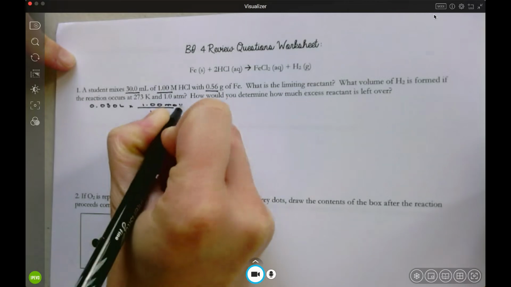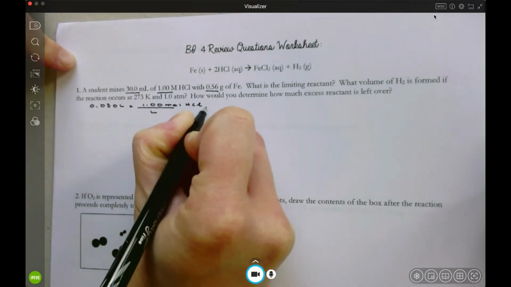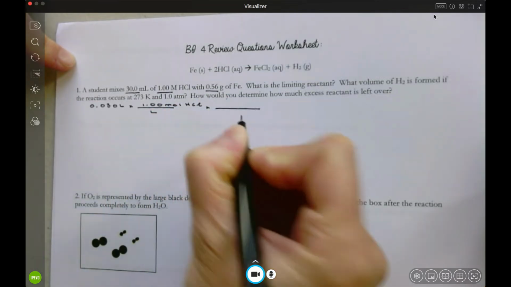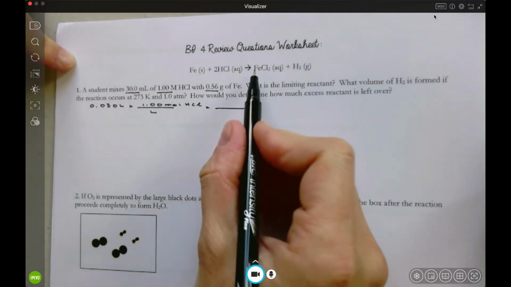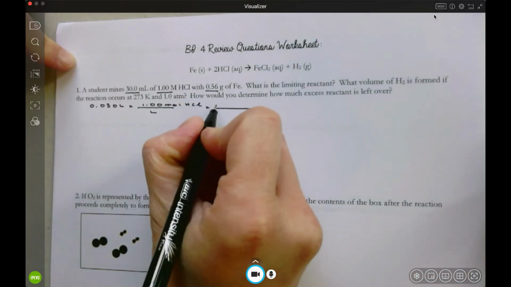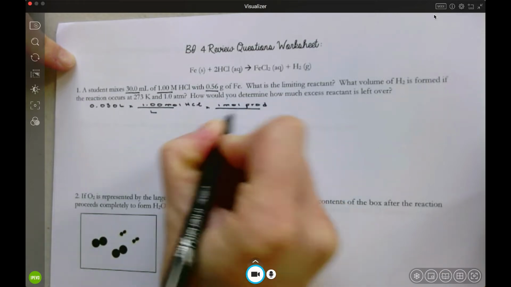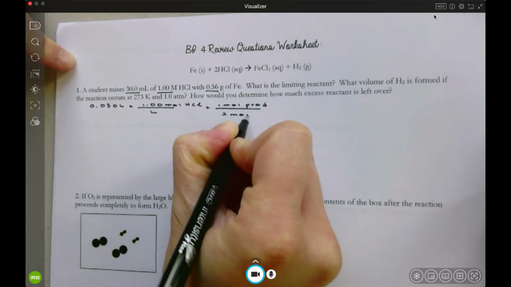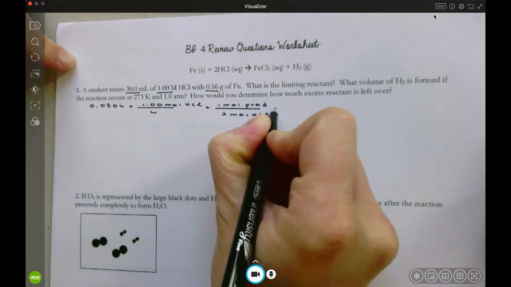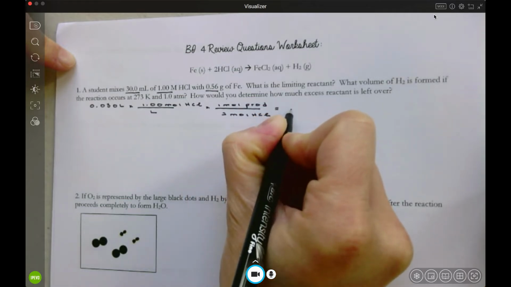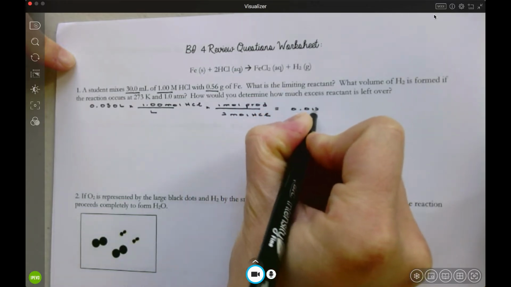And I'm now in moles of HCl. And then I can easily get into moles of, well, I'm just going to get into moles of either product, because both of these are 1-to-1. So I'm just going to put 1 mole of product here, and that's for every 2 moles of HCl. And so what you end up getting when you do the math is 0.015 moles of product.